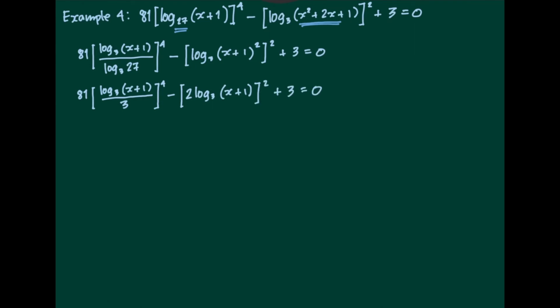Plus 3 equals 0. Now, let's make use of the fact, no, na yung 3 na yan, that is also being raised to the 4th power. And that 3 to the 4th power is equal to 81. So, we're essentially dividing yung first term by 81, and that should cancel out with the coefficient na 81, to leave us with just log base 3 of x plus 1, quantity raised to the 4th power, minus, yung 2 naman, pwede natin siyang square, so magiging 4 times the quantity log base 3 of x plus 1 quantity squared plus 3 equals 0.